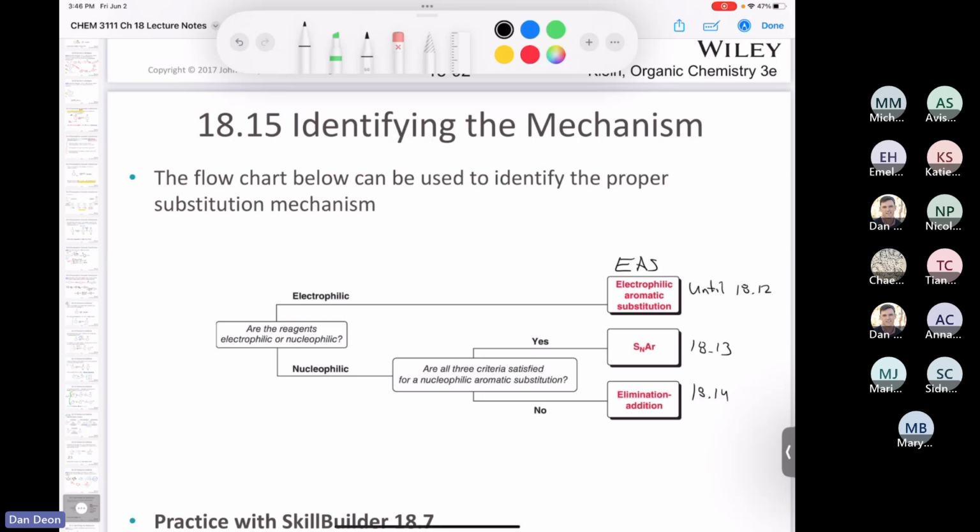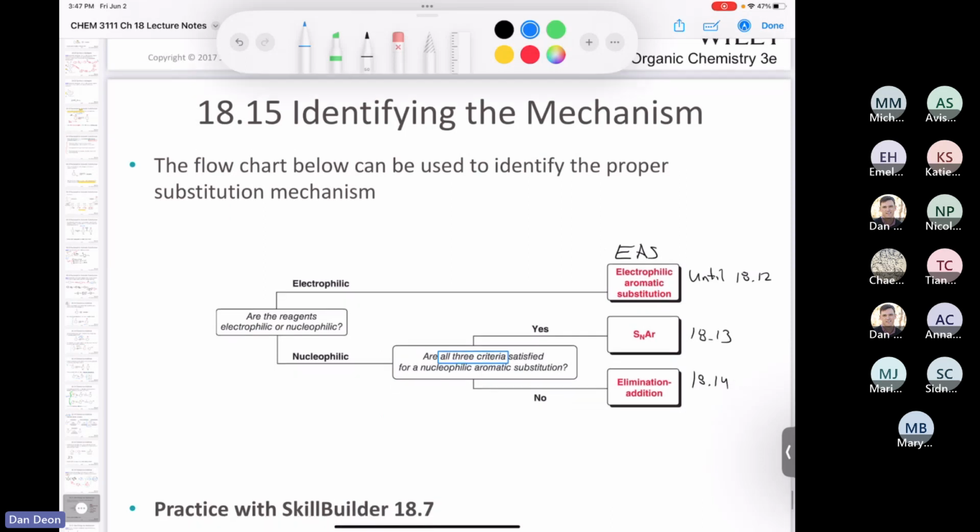And so if you have an electrophilic reagent, it's going to be an EAS reaction. If you have a nucleophile, on the other hand, then it's going to be either an SNAr or an elimination addition. And the only way you differentiate between these two is whether the 3 criteria are satisfied, and I went over those with you a couple of times. You've got to have a strong electron withdrawing group, a good leaving group, and it has to be ortho or para to that strong electron withdrawing group.